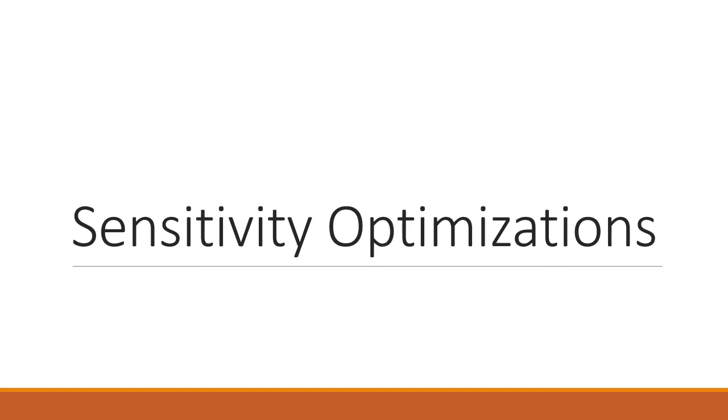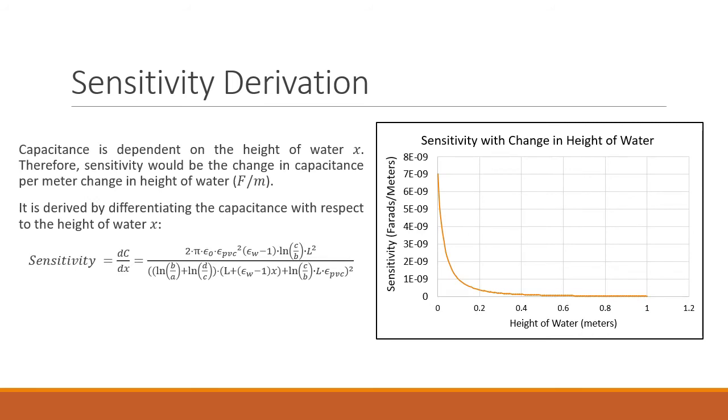Next, we will attempt to optimize the capacitor and capacitance to increase its sensitivity. The capacitance is dependent on the height of the water, x. Therefore, sensitivity would be the change in capacitance per meter change in the height of the water, and it would have units of farads per meter. It is derived by differentiating the capacitance with respect to the height of the water, x, which would produce the following equation.